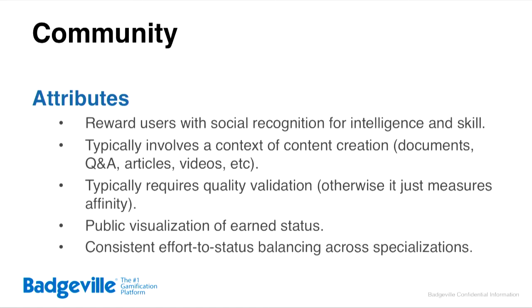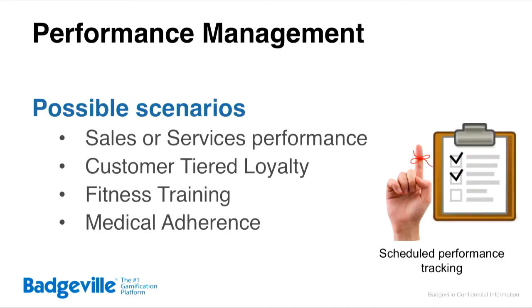There needs to be a public visualization of earned status. So if you're building a status system, you need a public venue for people to see status and feel like their status is well known. Consistent effort to status balancing. So if you're creating multiple status systems, they need to feel equal. So if someone is an expert in this topic, or has been identified as an expert in this topic, it should be analogous to someone who's been identified as an expert in this other topic. So that was your first one.